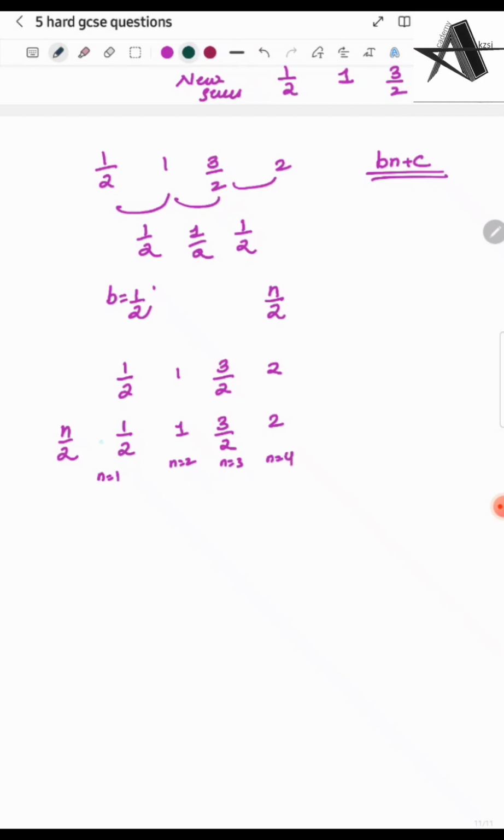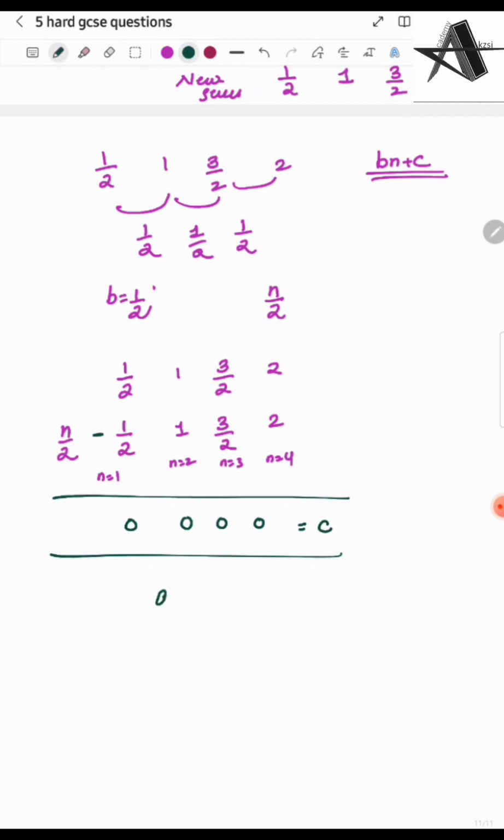Now subtract. Finally, on subtracting, I'll get 0, 0, 0, 0. After subtracting the original series and the n by 2 series, I'll get the constant number. This is equal to c. As we have seen, the standard way of writing was an squared plus bn plus c. I calculated a as half, b as half, c as 0. Just substitute all of them, and you'll get n squared by 2 plus n by 2. This is my nth term.